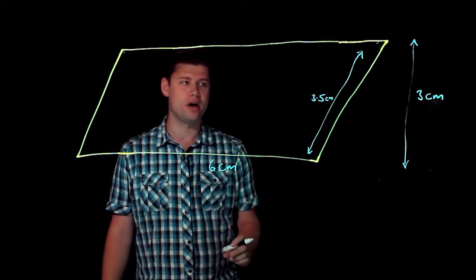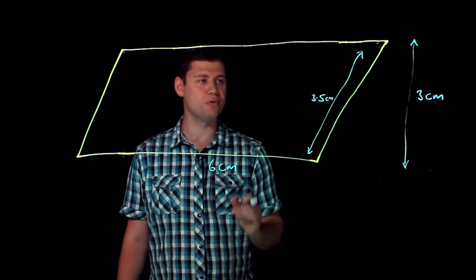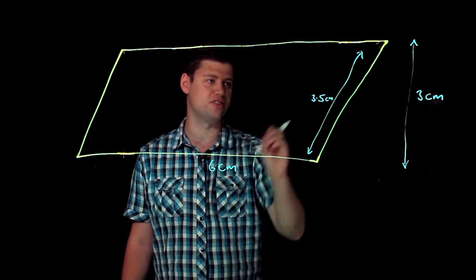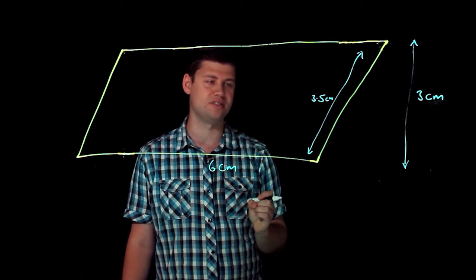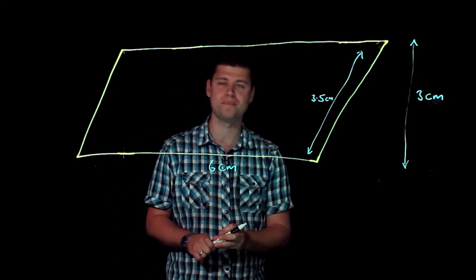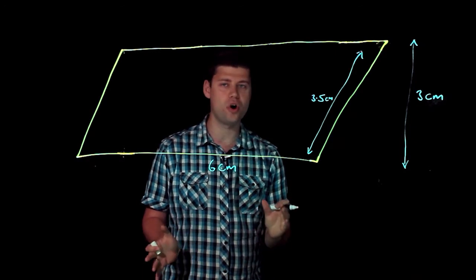The other common mistake would be to multiply these two lengths together, so 6 centimetres by 3.5 centimetres. That's not how you find the area of a parallelogram either, and I'm going to show you why.